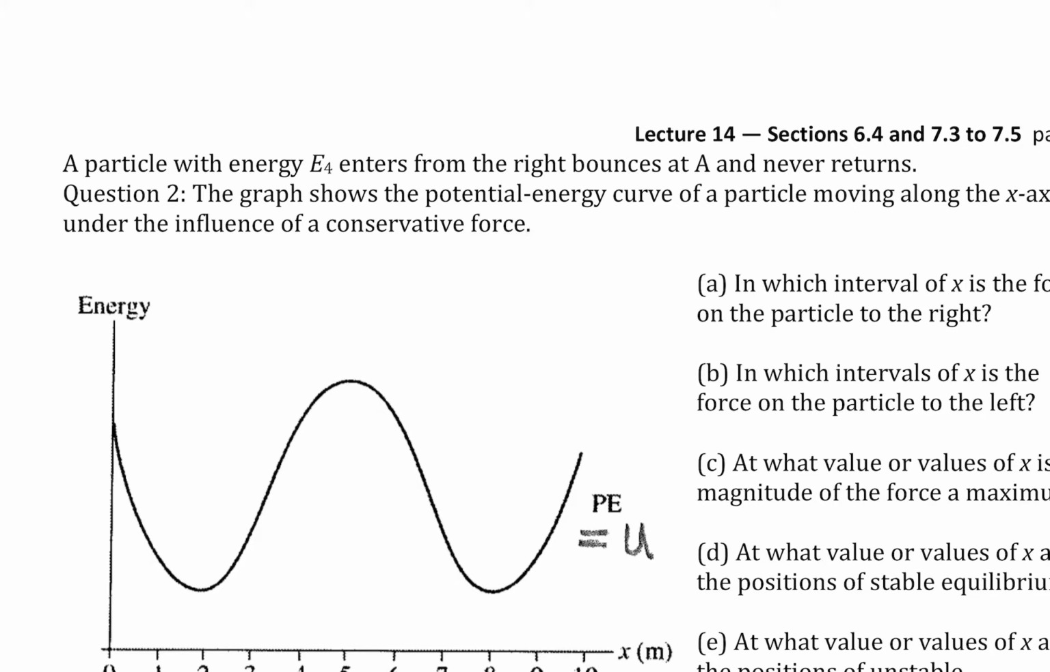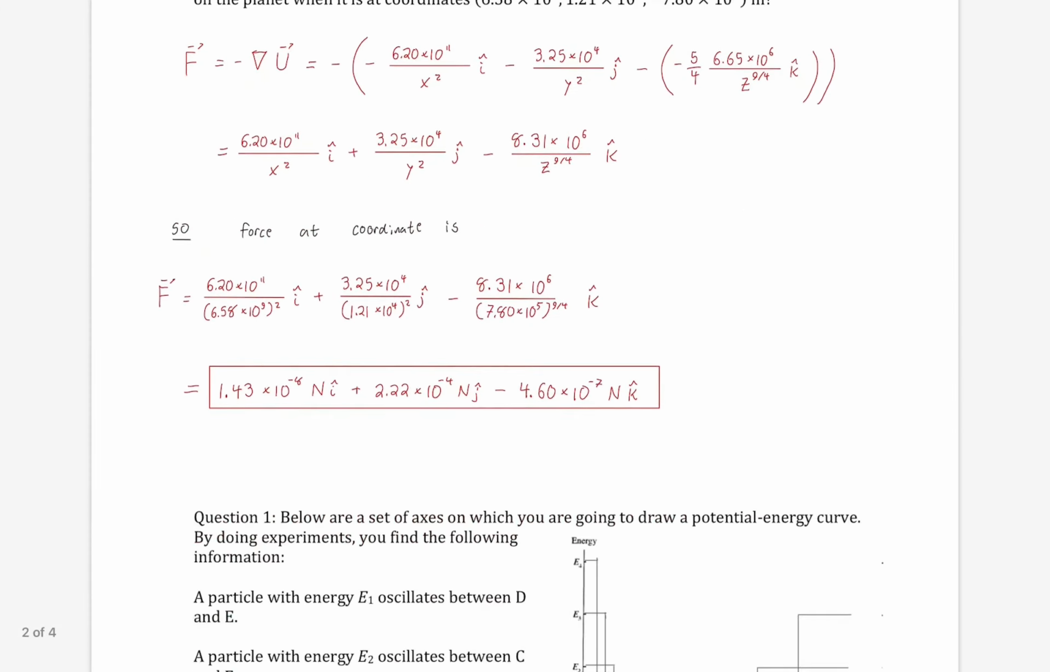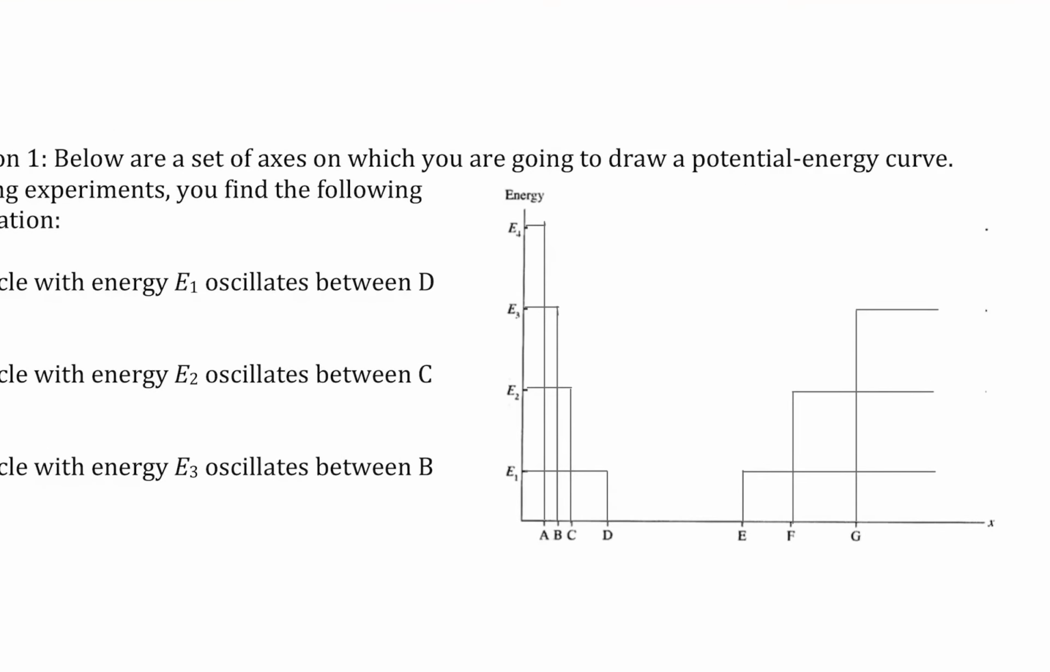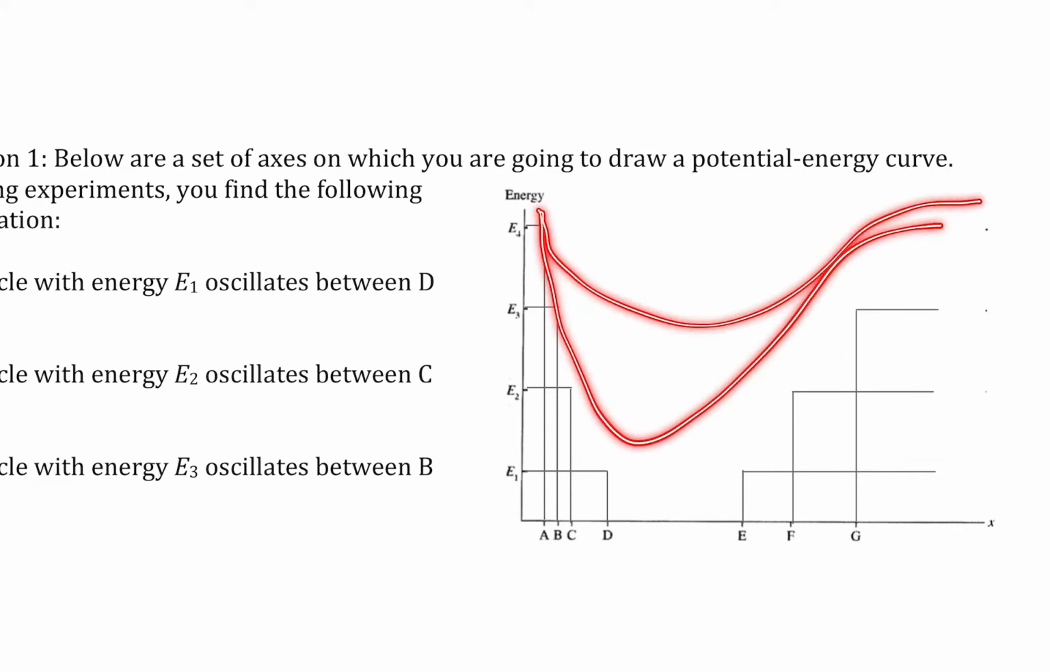A particle with energy E4 enters from the right, bounces at A, and never returns. So if you take a look there, the idea is that something with energy E4 would be able to come in from the right, so this side, and then it gets there, and instead it's going to never return. So it basically bounces. There's enough potential energy here to stop it, force it to turn around, but there's nothing to stop it on this other side. So that's why it just takes a one-way journey on its way out.